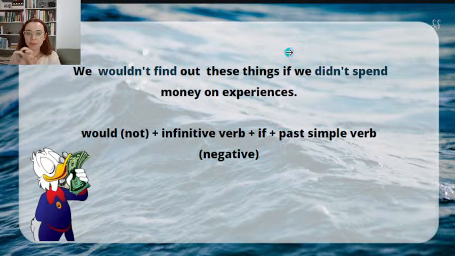If I change the positions of the if clause and the main clause, I don't change the meaning. Eu mantenho o significado, ele não muda, ok? I can choose, eu posso escolher. But there is a difference. When I put if in the middle, I don't use a comma in the middle of the sentences, okay? I don't need that. Eu não preciso da vírgula in that case. But the structure is the same. It's would plus an infinitive verb. If plus a past simple verb, right?